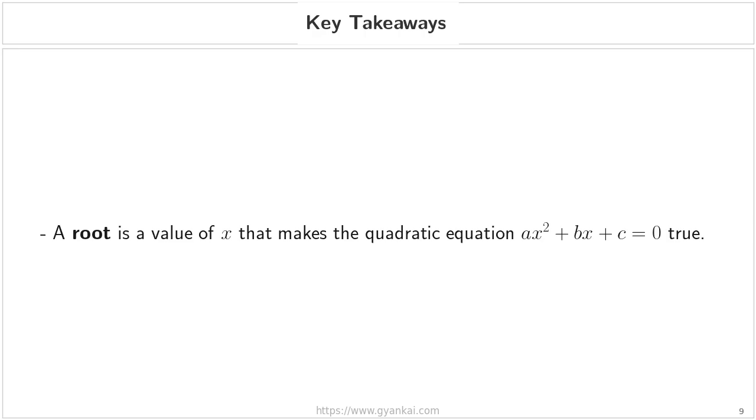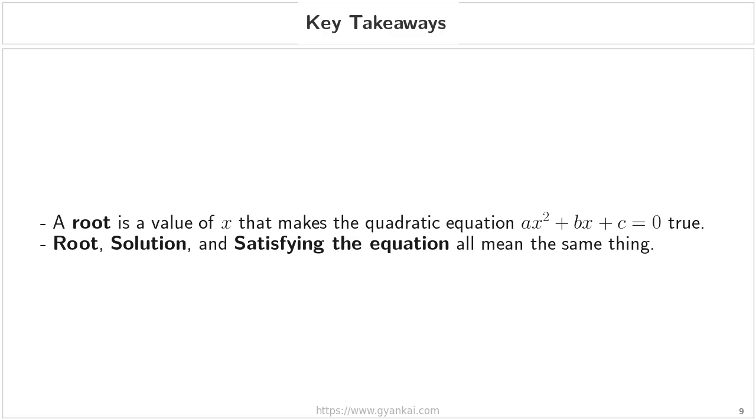Key takeaways. First, remember that a root is simply a specific value of x that, when plugged into our quadratic equation, makes the equation true. In other words, it makes the left-hand side equal to the right-hand side, specifically making the expression equal to 0. Second, don't let the terminology confuse you. As we used earlier in the lesson, the terms root, solution, and satisfying the equation are all interchangeable. If you see any of these phrases in a problem, you can treat them as the exact same concept.